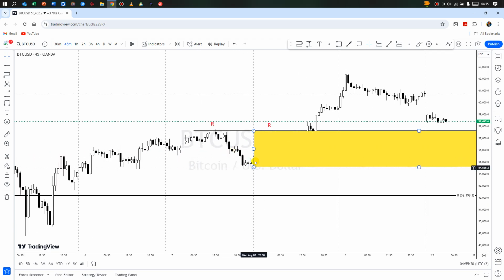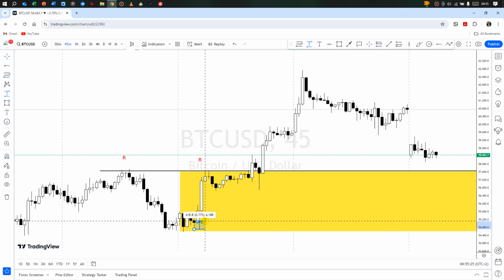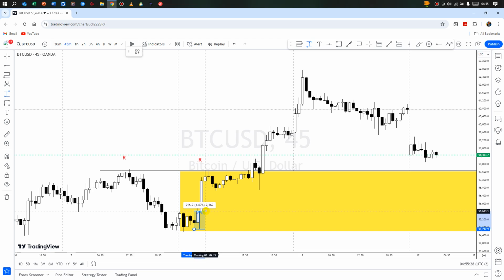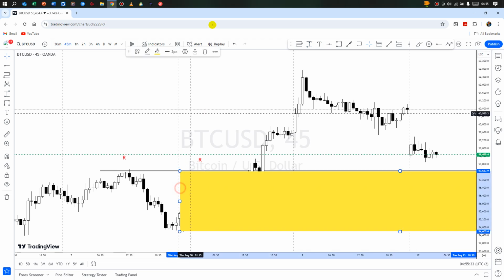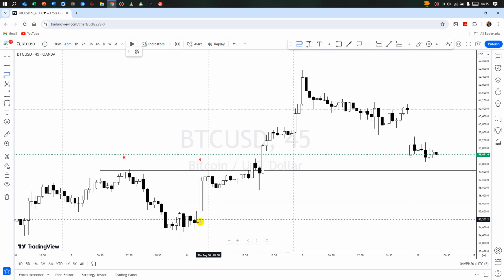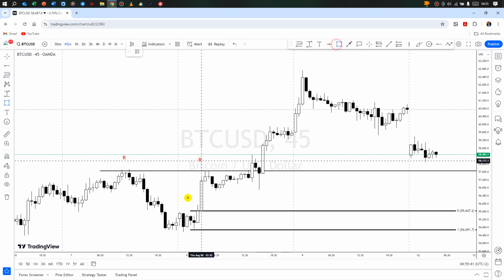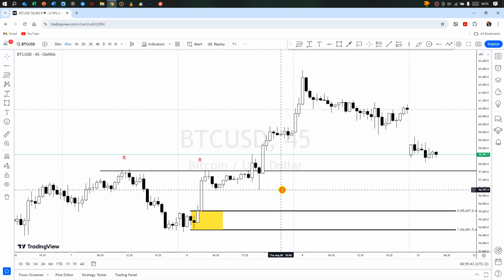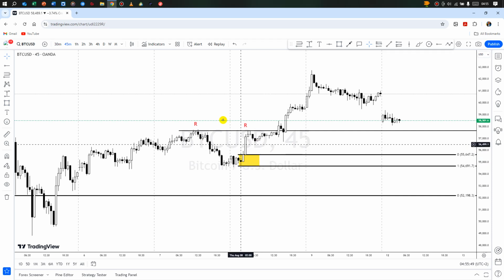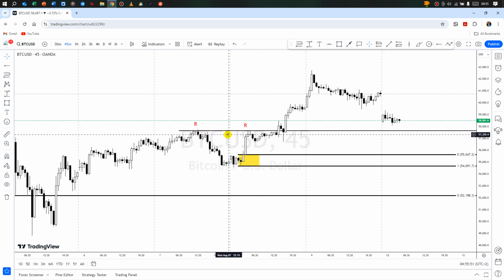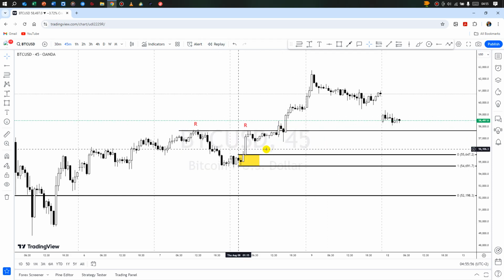So as you can see here, we have a drop base rally demand zone here, which is looking so beautiful. Yeah, so this is our demand zone for Bitcoin USD here, right? So this is our demand zone on Bitcoin USD. As you can see, the zone is closer to our significant resistance here, right? So we can pick this as our demand zone.